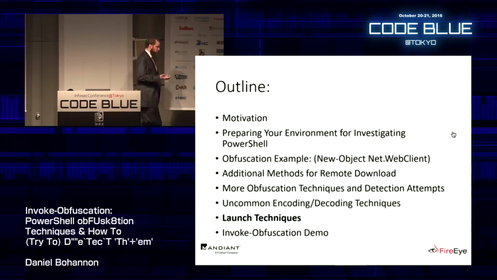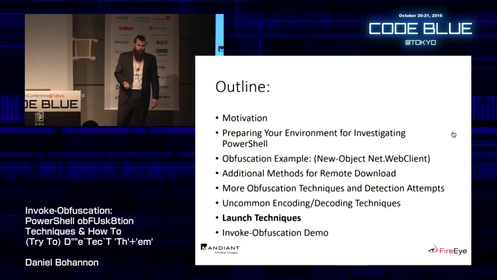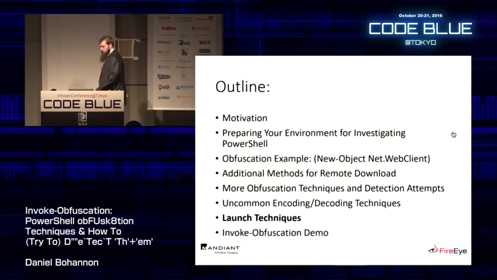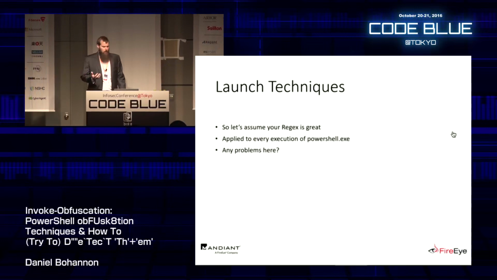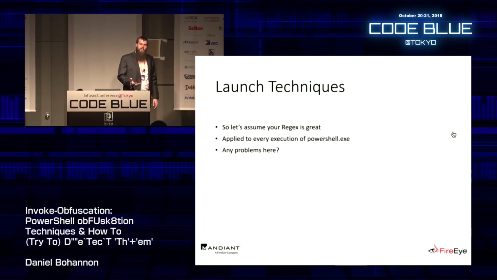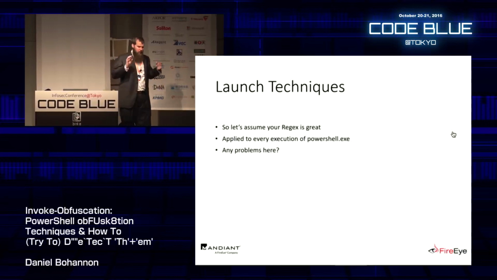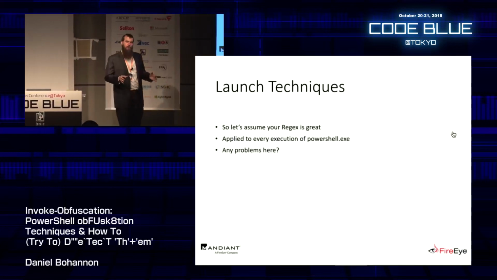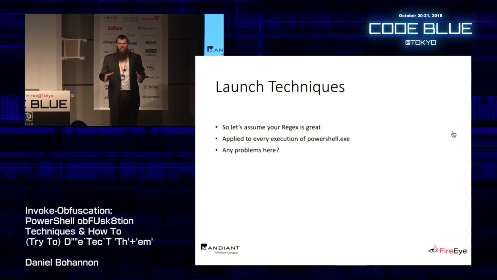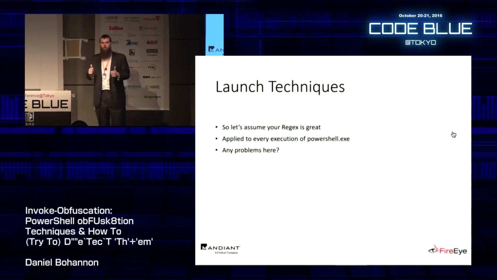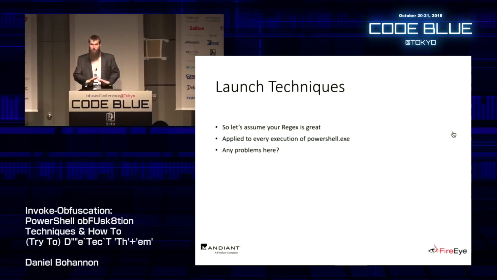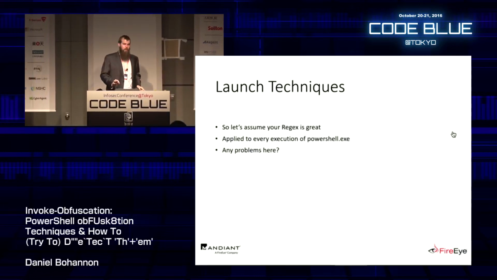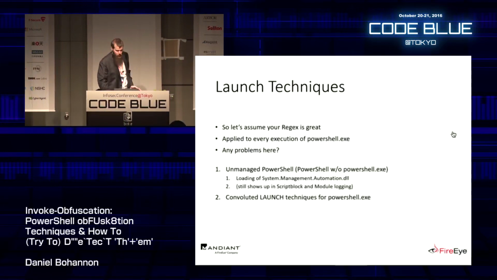Last thing we'll look at from an obfuscation perspective is launch techniques. I'll explain what this is and what this isn't. Basically, when it comes to these obfuscation techniques, let's say that we're doing all the right regex, and we're looking for all these things, and we say, anytime PowerShell.exe runs, we're looking for these strings, and we catch every single one. We're doing great. Well, that's great. If you can figure that regex out, that's great. However, there are things you need to be aware of.